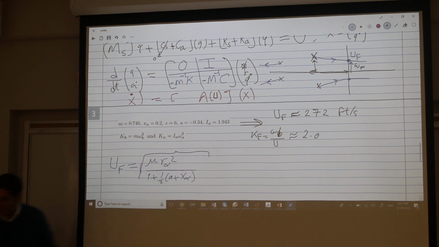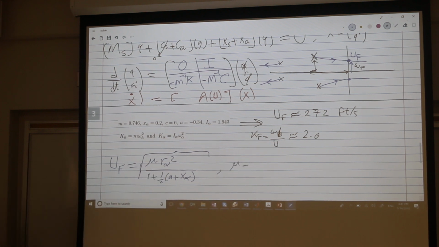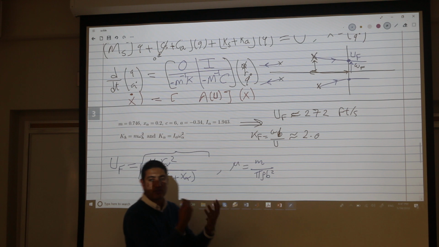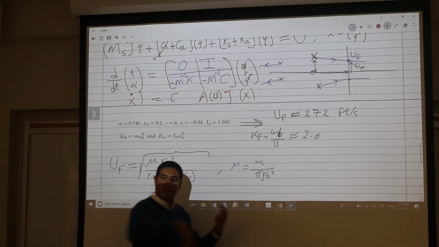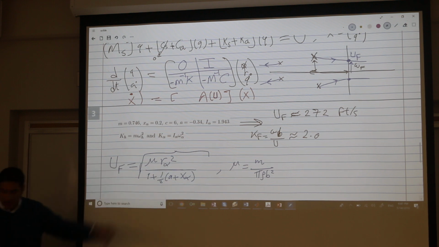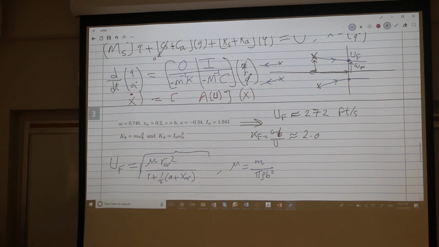Mu and r alpha we did not define yet. So mu is the ratio between the mass of your airfoil divided by rho b squared, and you can see it's a very expressive ratio, how heavy your airfoil is with respect to the surrounding mass that you need to move. r alpha has to do with the radius of gyration actually. So about this elastic axis, the moment of inertia I of any shape can be written as mass times radius of gyration squared. So the radius of gyration, of course, we normalize it by b. This is r alpha.